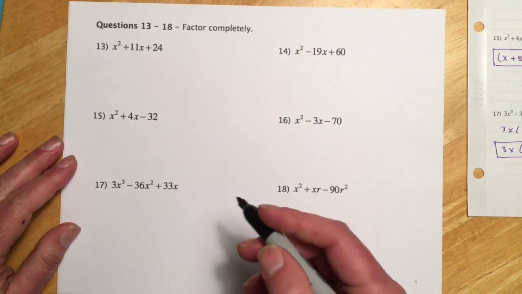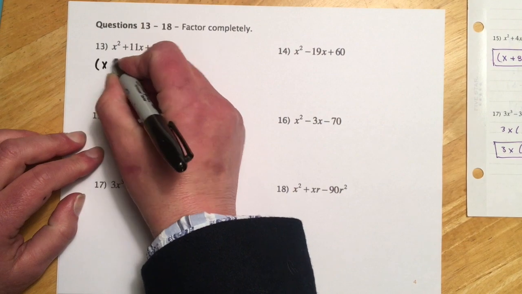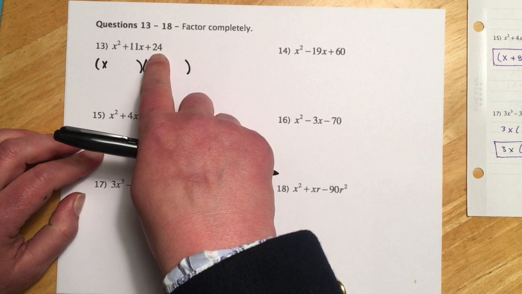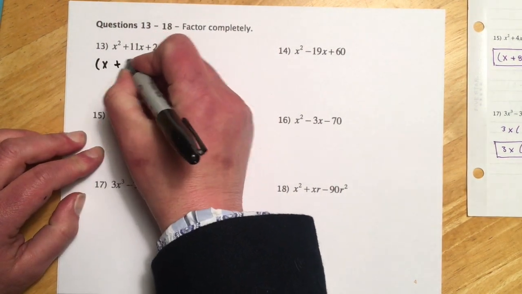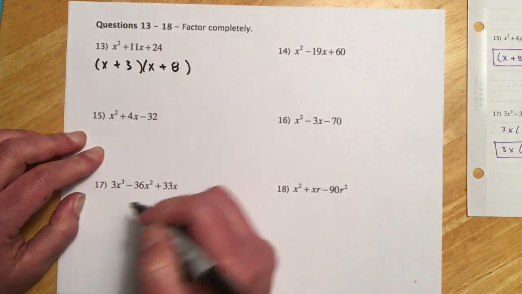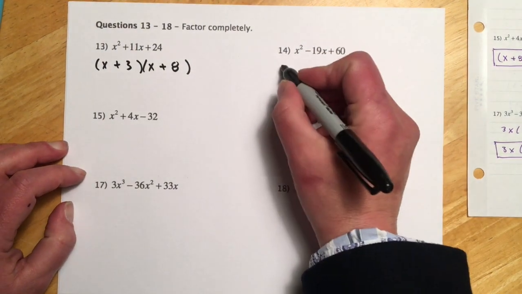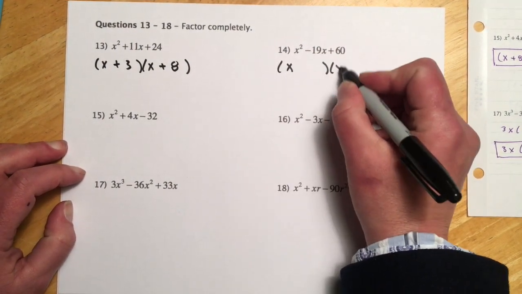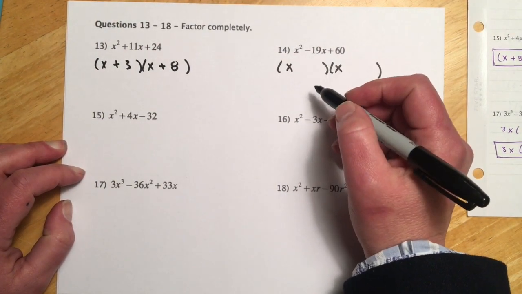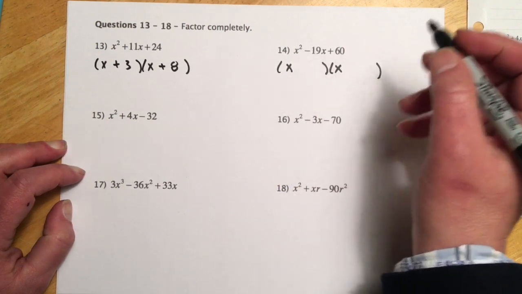Okay, so these next 6 are match problems, so I'll go through them a little bit quicker. So for here, we'll get our x's set up, and we're looking for what multiplies to be 24 and adds to be 11. So that'd be positive 3, positive 8. We know they're both positives because both numbers are positive. For number 14, set up the x's. Two numbers that multiply to be 60 and add to negative 19. So it's going to have to be two negatives to multiply to a positive and add to a negative.